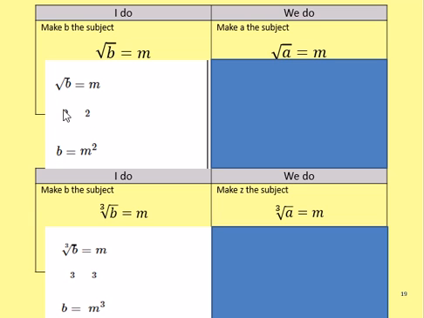Remember, we square both sides because we want to keep the equal sign true. So we have to do the same thing to both sides. So square this side, square this side. We get b equals m squared. And for this bottom one, this 3 with the square root symbol, that means the cube root. So for this one, we've just got to cube both sides. So cube the cube root of b, that just gives me b, and cubing m gives me m cubed. Please pause the video, try both the we-dos.